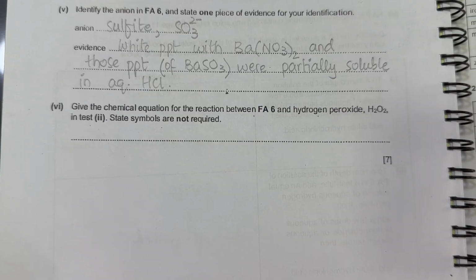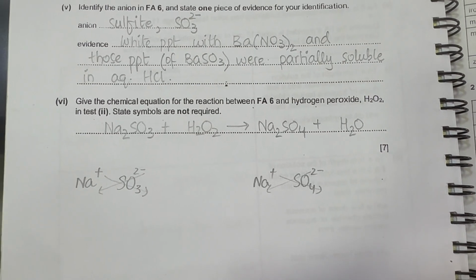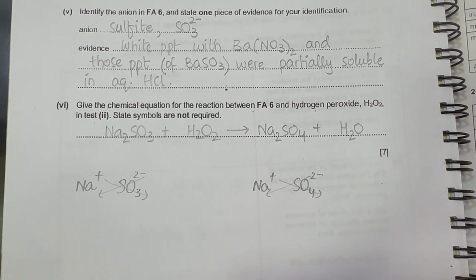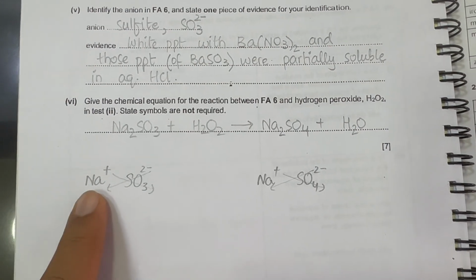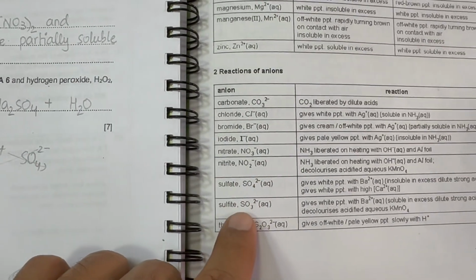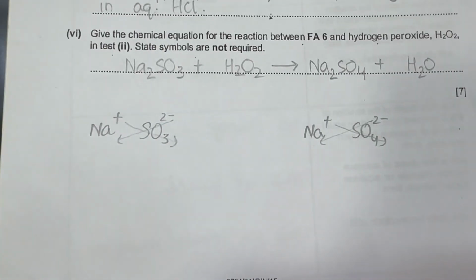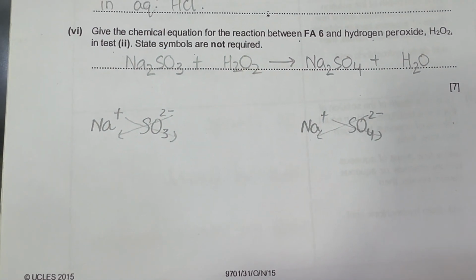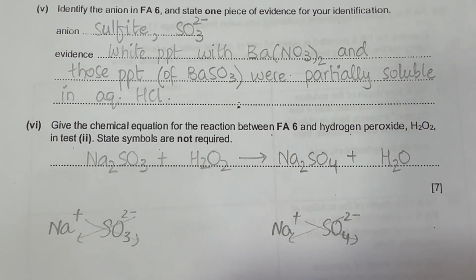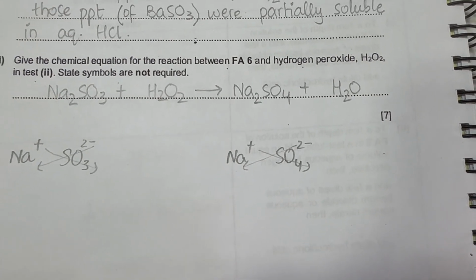So let me write the equation now. So I have written the equation here, and if anyone is confused with how to write the formula of sodium sulfite, we know that sodium is a group 1 metal, so it has a +1 charge. And if we want to see the charge of the sulfite, SO3 has a -2 charge. So once we write the formula, we just cross the charges. So Na2SO3 is the formula, and again Na2SO4 for sodium sulfate. So let's proceed on to the next part of this question.